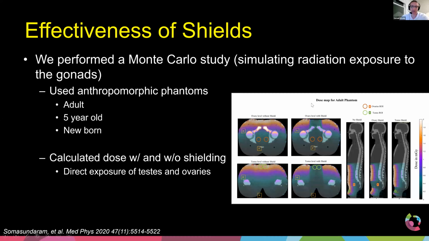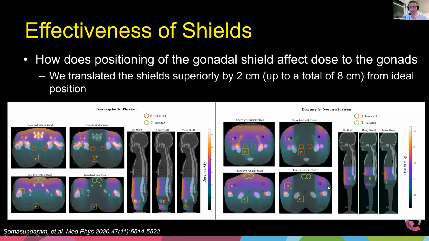So what we did is we wanted to know what is the actual dose to these organs based on proper shield location and then improper shield location. Here I'm just demonstrating the 5-year-old and our little newborn. You can see the anterior-posterior view, and then a simple sagittal view, and the full field of view as imaged, without shielding and then with shielding, how effective the shielding is at reducing the primary beam. And you can see that here for the little guy too.